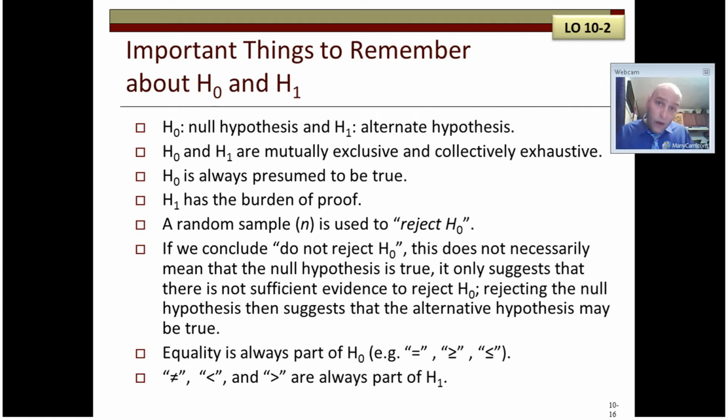Equality is always part of H naught. The null hypothesis is always a statement of equality. These inequality parts down here are always part of the alternate hypothesis. But note, none of those, that's certainly not equals because it's not equals, neither of those have the little equal to bar under it like both of those have. There's no equality in H1. There's always equality in H naught.